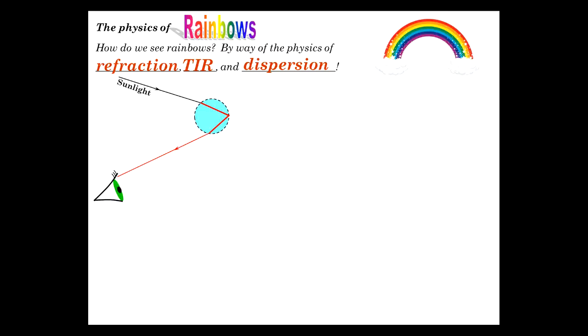Now, if your eyeball happens to be right here, aren't you pretty impressed with the way I made the eyelashes on this little drawing? I thought so. So the red part of that sun ray that has all the colors is entering your eye. But let's now trace a violet ray.